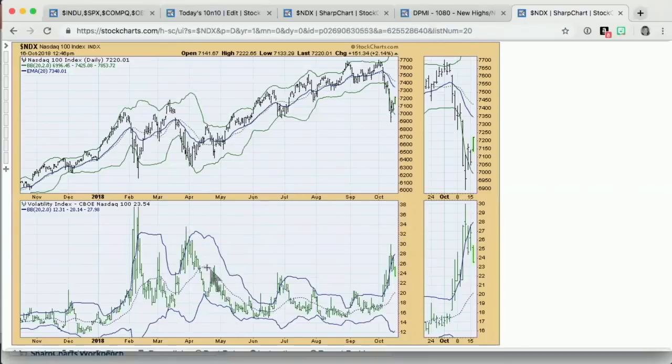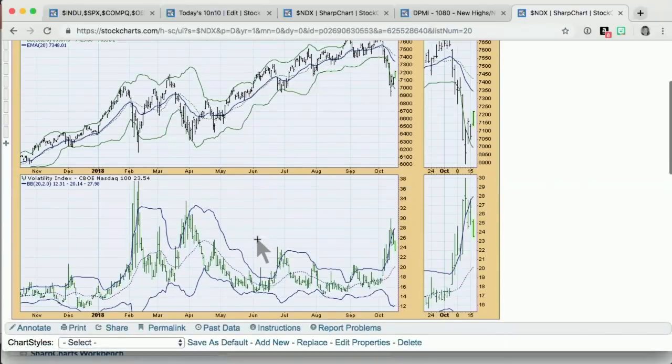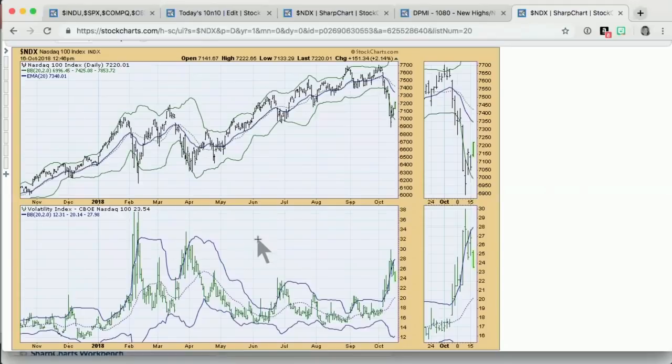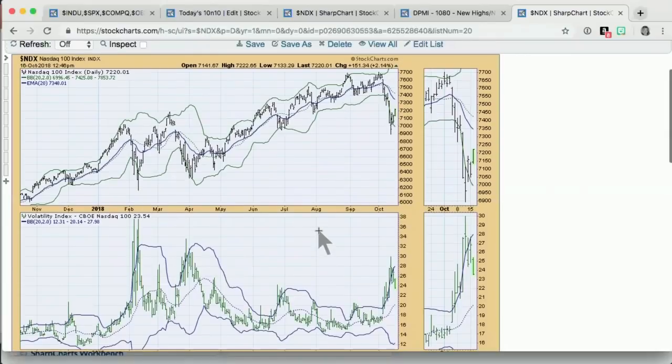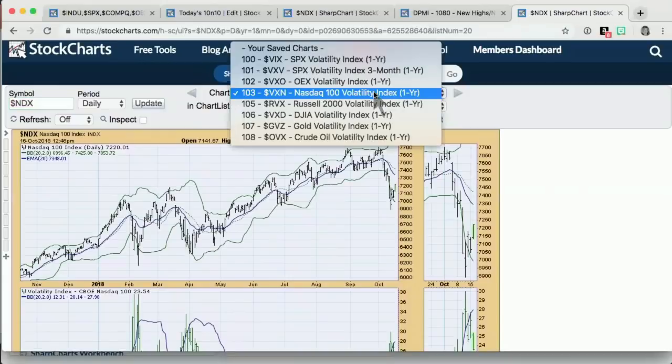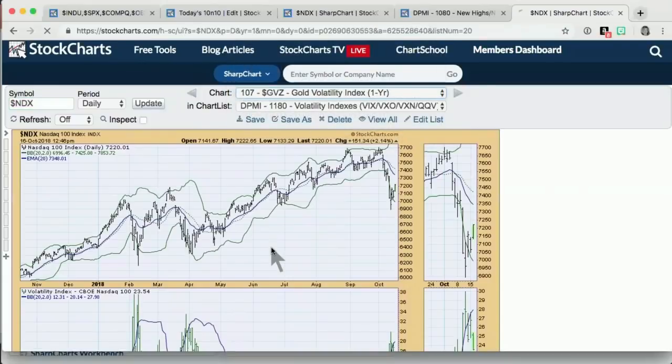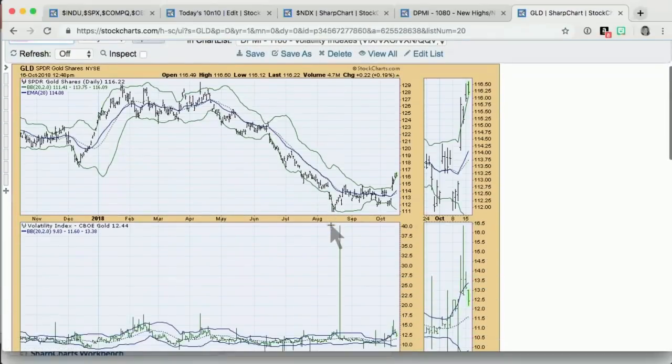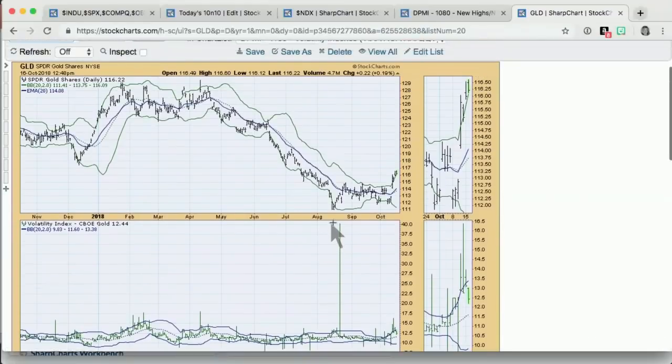It's just one of those things Tom and I talk about, Tom particularly, that when you have such high volatility index readings, the market is vulnerable to all kinds of corrections and wide-ranging snaps to the downside, the upside. Better to just stay on the sidelines if possible. And then, like I said, we even have the gold volatility index here.